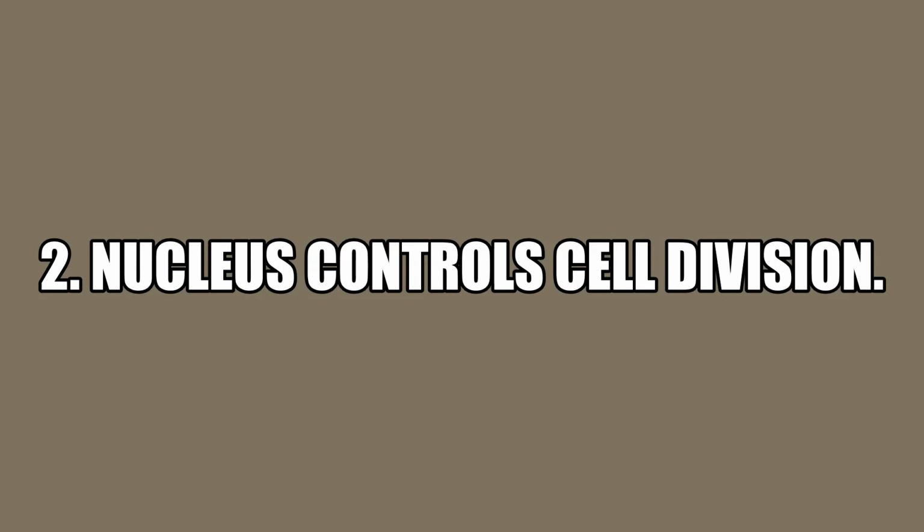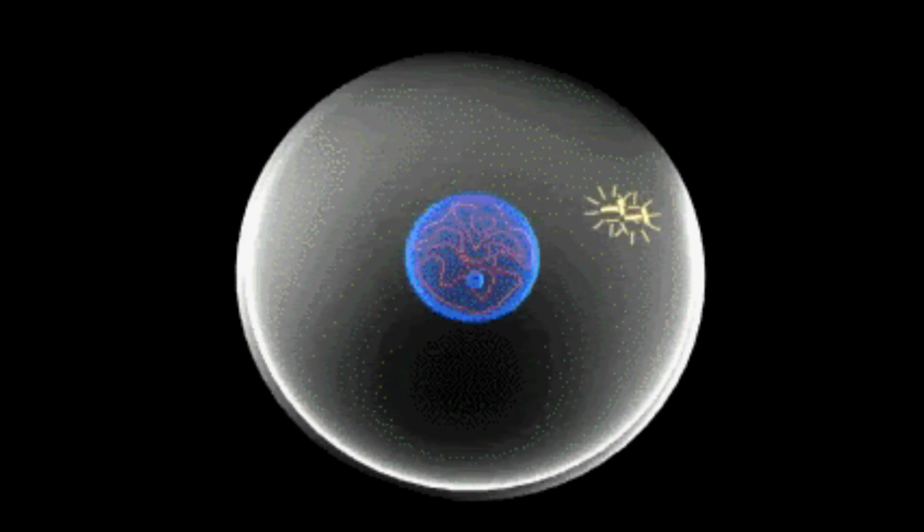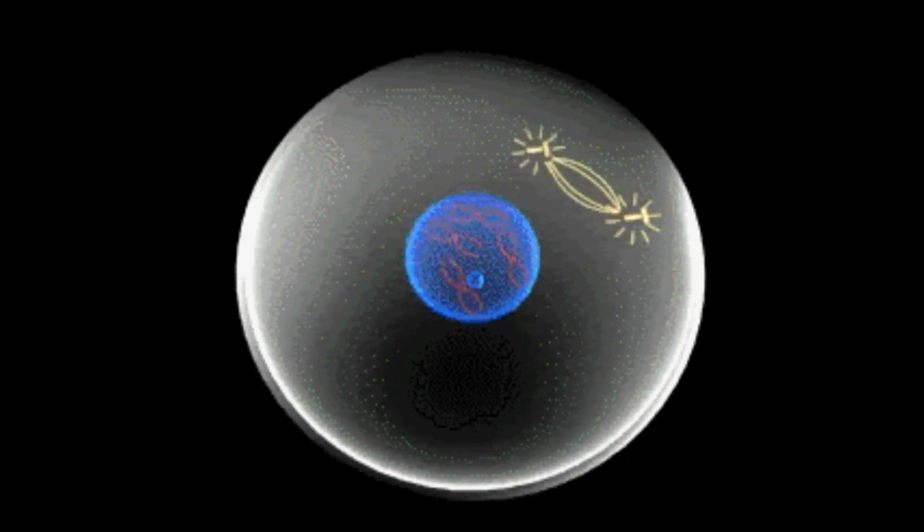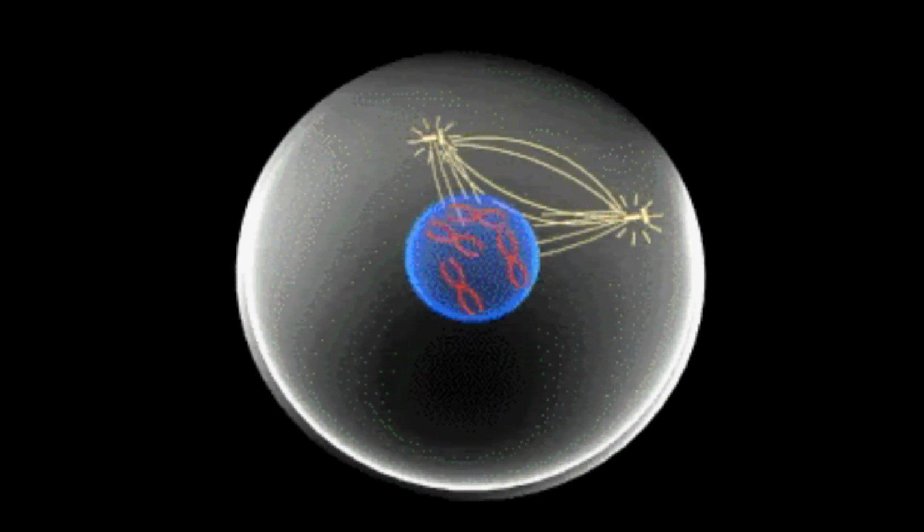Okay. Now function number 2: the nucleus controls cell division. One cell becomes two by cutting through the middle, and who controls this function? The nucleus. Now we'll see how the nucleus controls cell division. Okay, observe it very carefully. It will be repeated 2 times. See, these are chromosomes, red color, present in the nucleus.